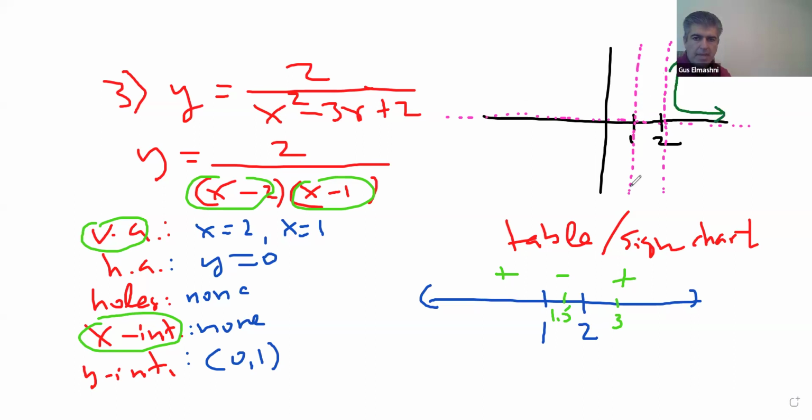And then it's going to be negative, so it'll be kind of like a parabola, right? And the y-intercept is what? 1.